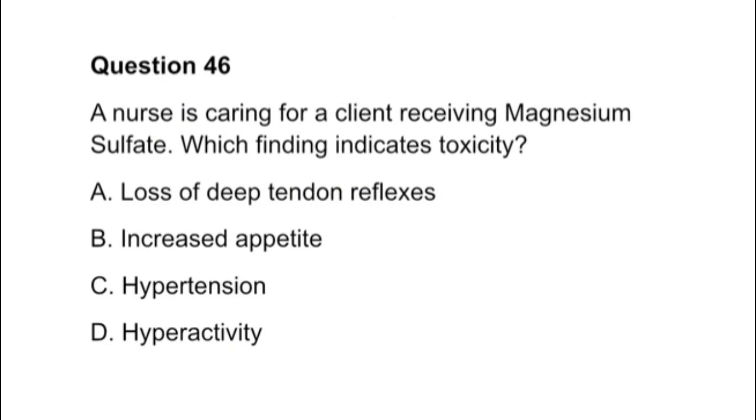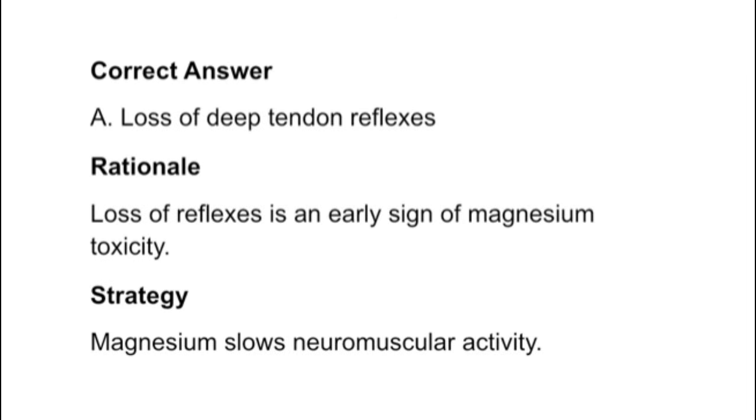Question 46. A nurse is caring for a client receiving magnesium sulfate. Which finding indicates toxicity? A. Loss of deep tendon reflexes. B. Increased appetite. C. Hypertension. D. Hyperactivity. Correct answer: A. Loss of deep tendon reflexes. Rationale: Loss of reflexes is an early sign of magnesium toxicity. Strategy: Magnesium slows neuromuscular activity.